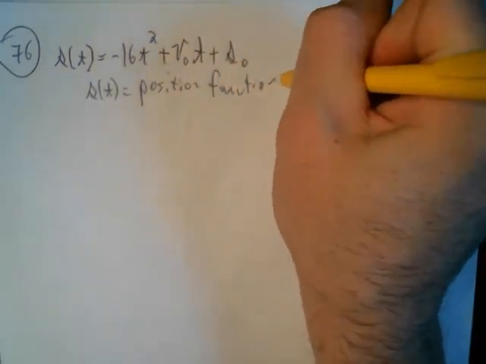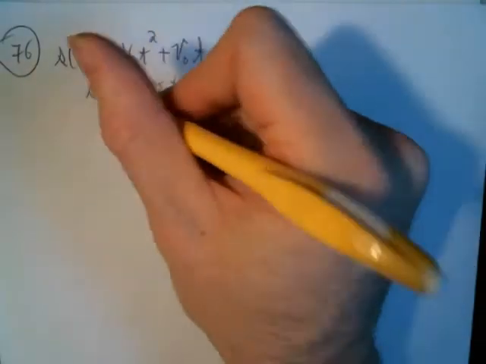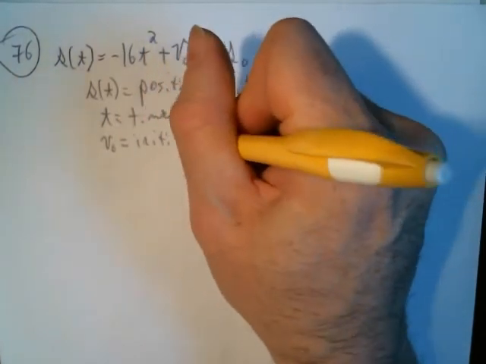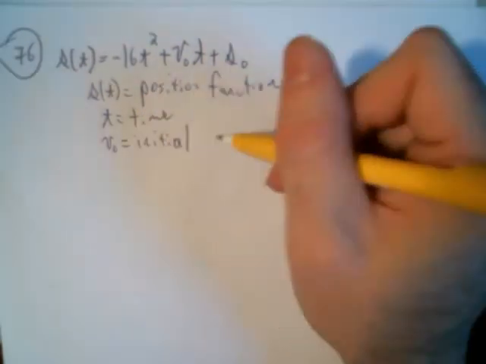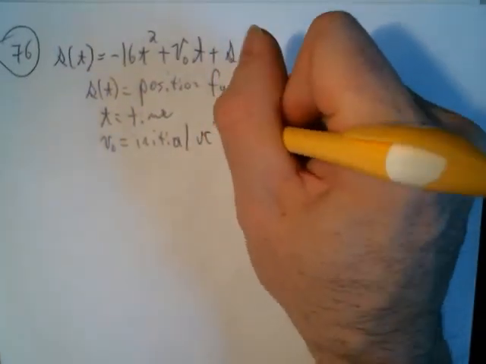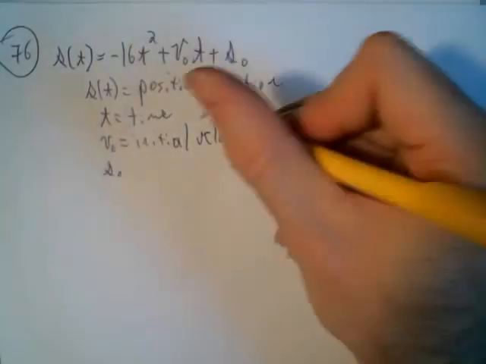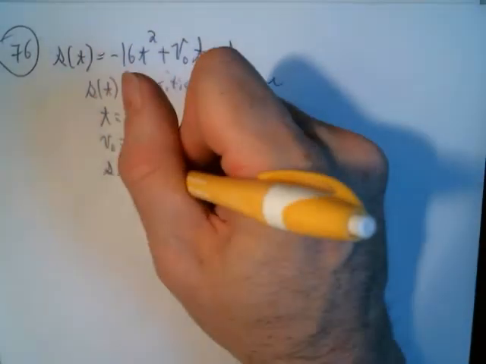T is for time. V sub 0 is the initial velocity, how fast it's going in the beginning. Okay, so if we dropped a penny off a roof, it would be 0. And then S sub 0 is your initial position. So if I'm standing up on a roof, maybe like 60 feet off the ground. Okay, so initial position.